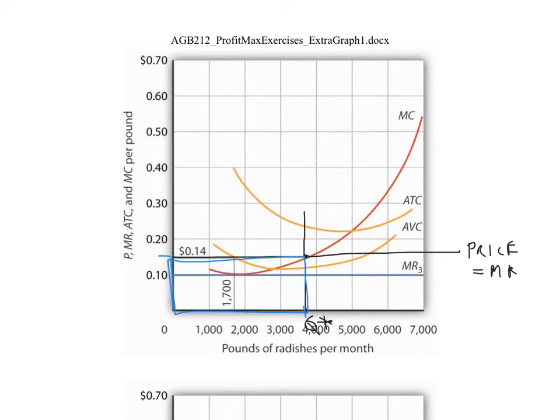The total cost box is determined by going at the quantity up to that average total cost curve and across. So this box is our total cost box. You'll notice that the total cost box is larger than our total revenue box, and so the difference between the two, and I'll do this as a highlight, I'm trying to be as careful as possible, this box is our profit, or our negative profit. It's the loss from producing.